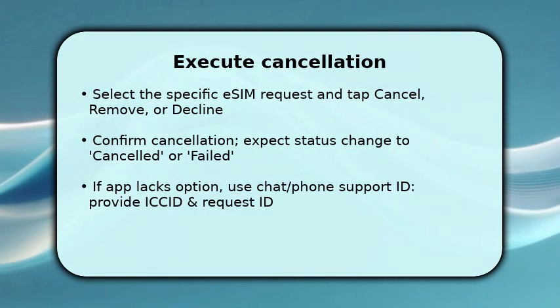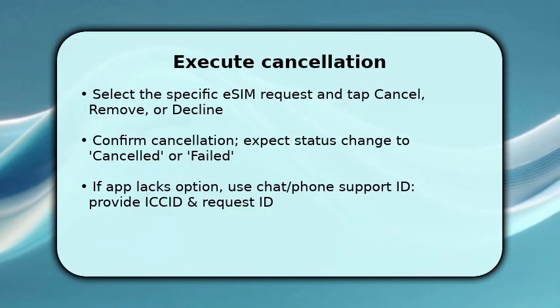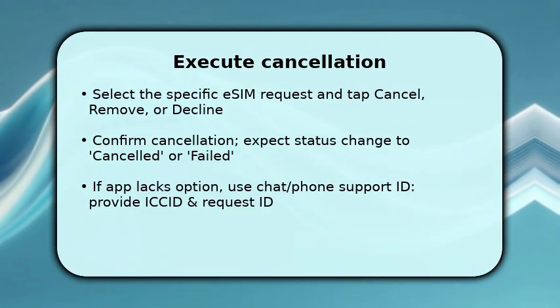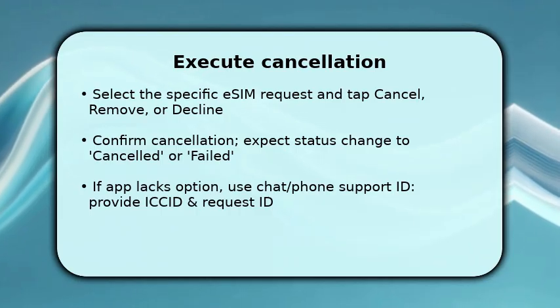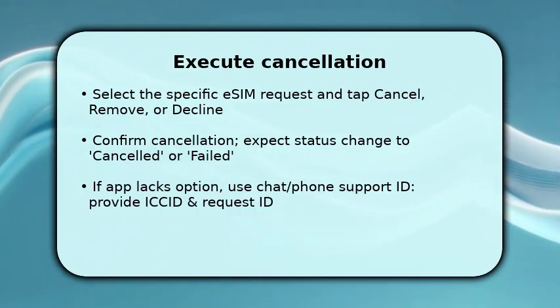You now perform the cancellation step. Select the exact eSIM request and choose the cancel or remove action presented. When prompted, confirm the cancellation so the system marks that request as canceled. You should see status change to canceled or failed.